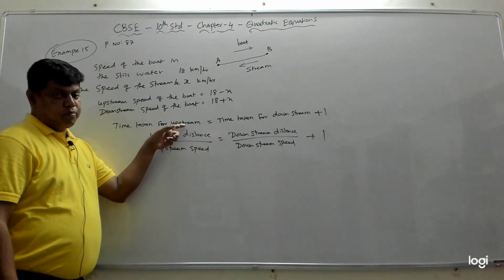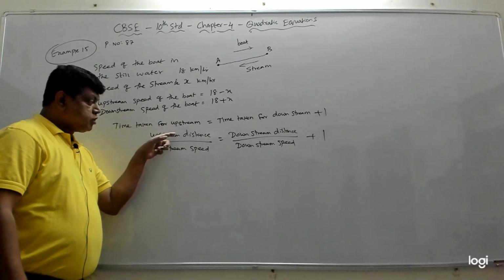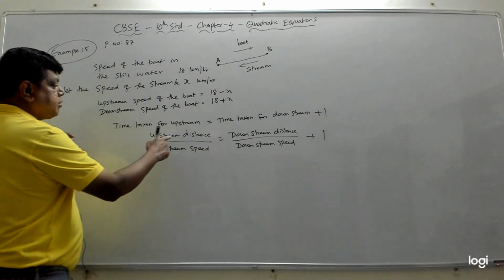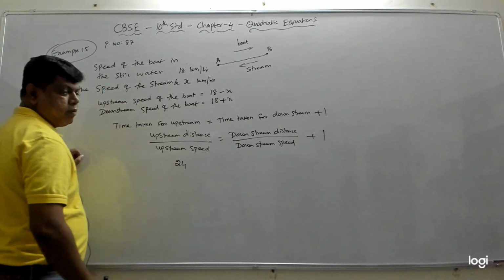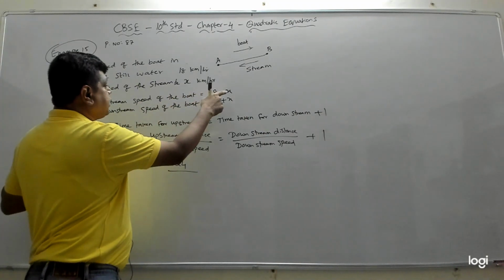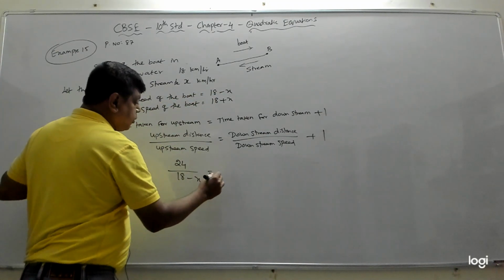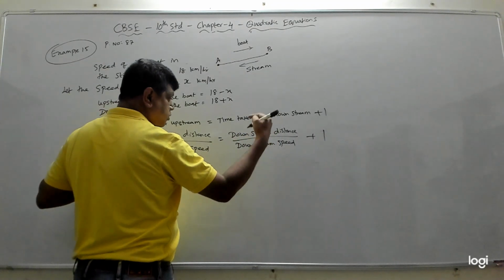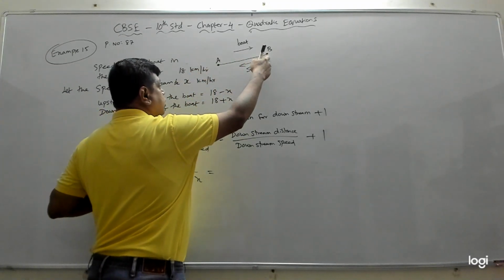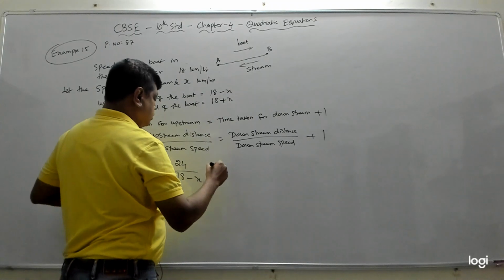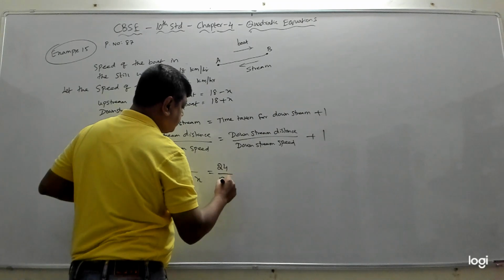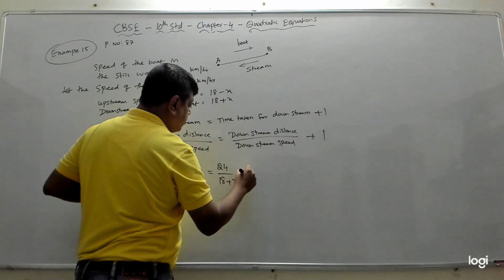Here, the time taken for upstream is again distance by speed. Distance will be the upstream distance by upstream speed. Right? Now what is our upstream distance? It is 24 kilometers, that is given in the book. And what is our upstream speed? The upstream speed of the boat is 18 minus x. The downstream distance is also the same, because it is coming back to the same point. It goes from A to B, which is 24 km, and again from B to A it is coming back. So the distance is 24, by the downstream speed 18 plus x, plus 1.